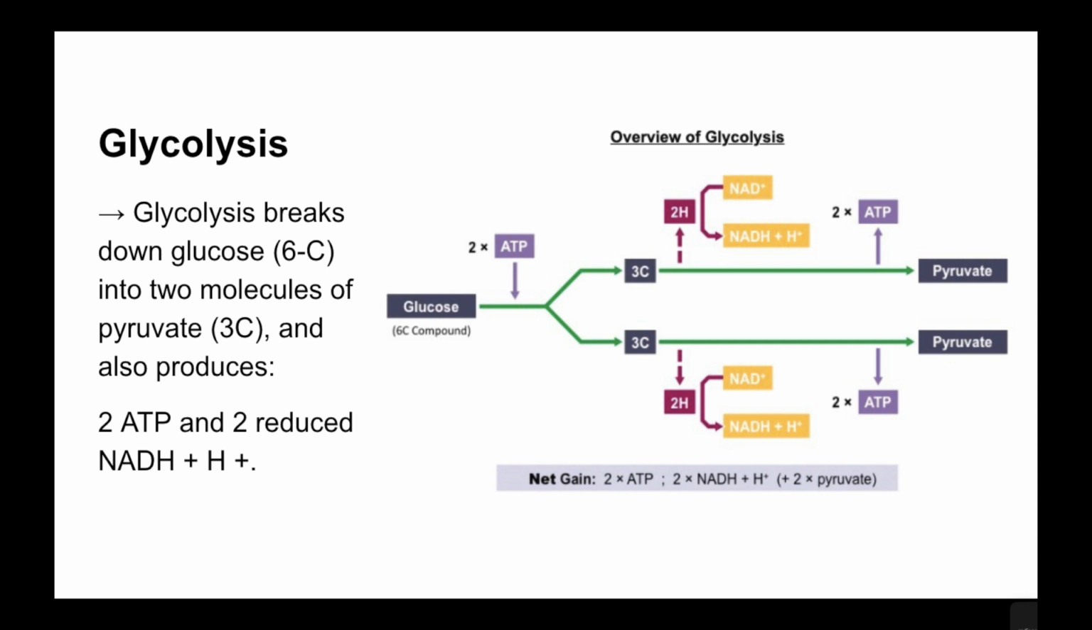The third step is oxidation, in which hydrogen atoms are removed from each of the 3-carbon sugars via the process of oxidation to reduce NAD plus into NADH plus H plus ions. 2 molecules of NADH are produced in total, 1 from each 3-carbon sugar, which was also mentioned above.